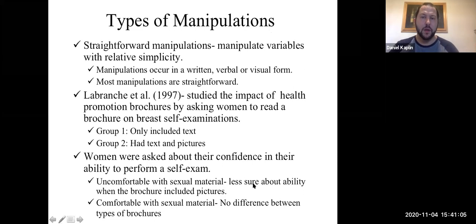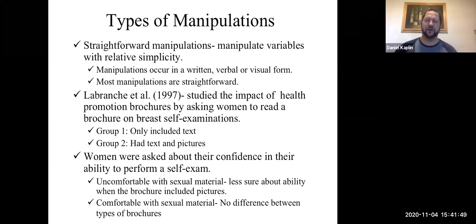Okay. So there are two types of manipulations, as I said in the review. There are straightforward manipulations and staged manipulations. A straightforward manipulation is the kind of manipulation where you manipulate either the wording, you manipulate something about the appearance of the study, or something about the writing or visual aesthetics. But all in all, you're not deceiving the person about what you're doing. So let's take a look at a study that used straightforward manipulation.